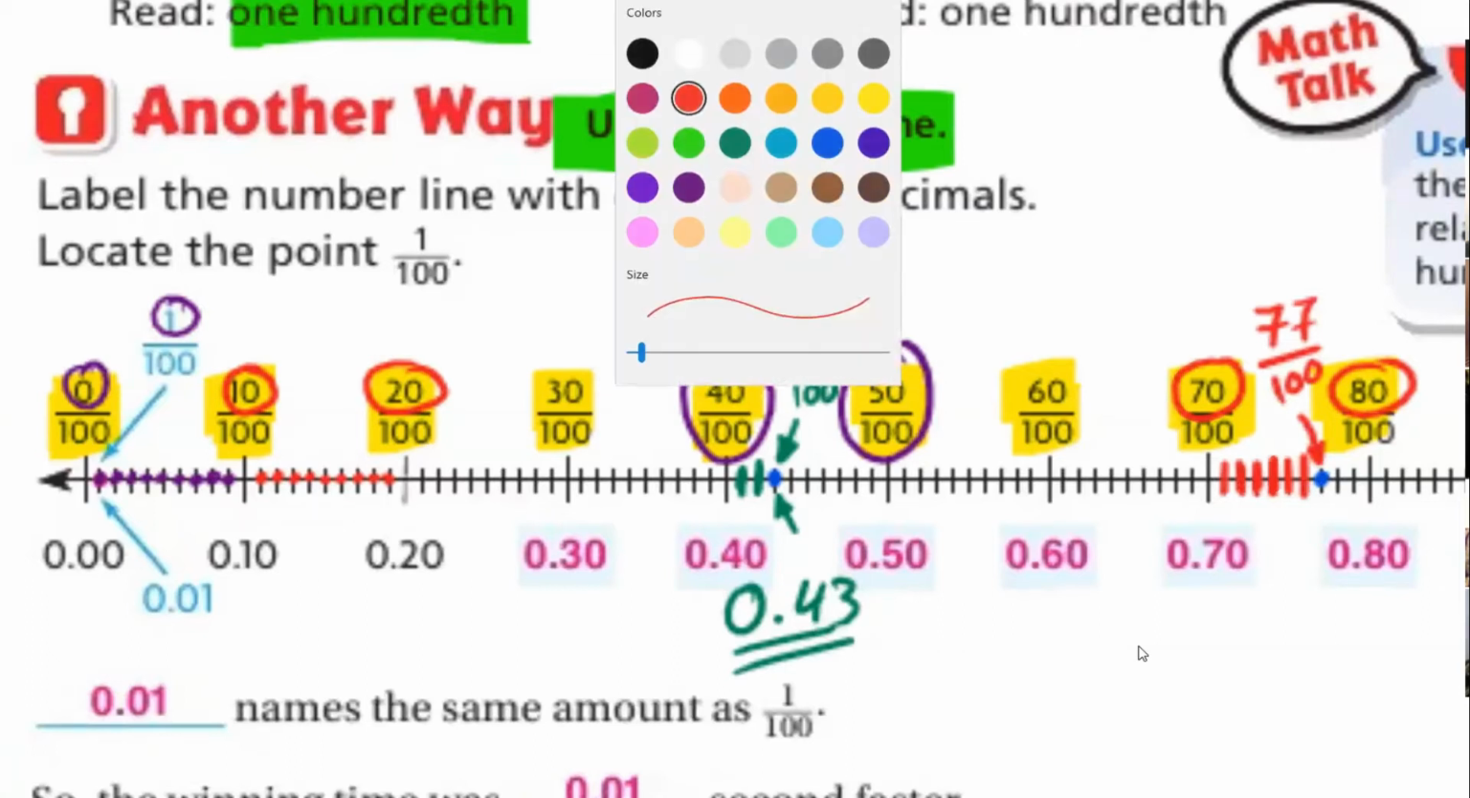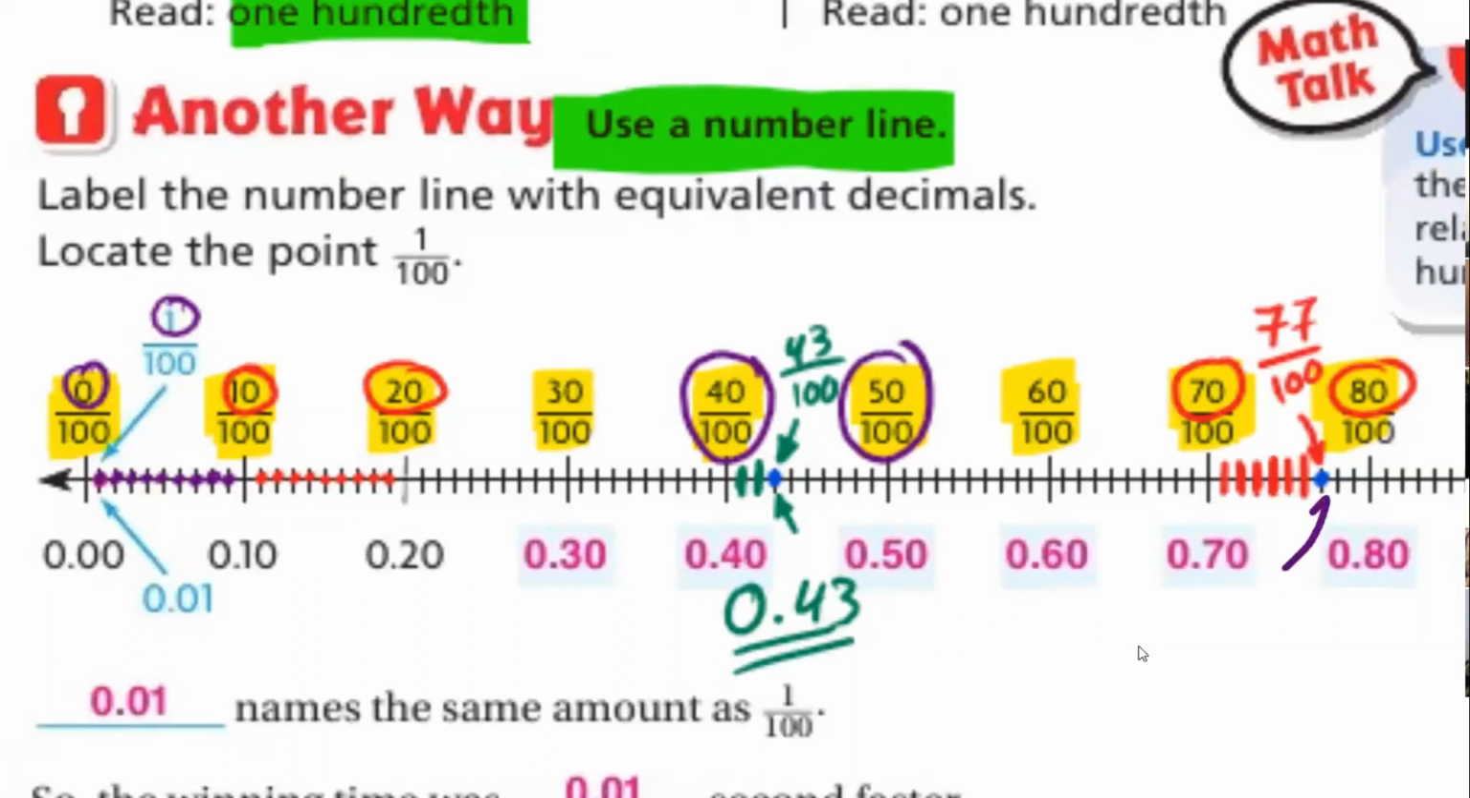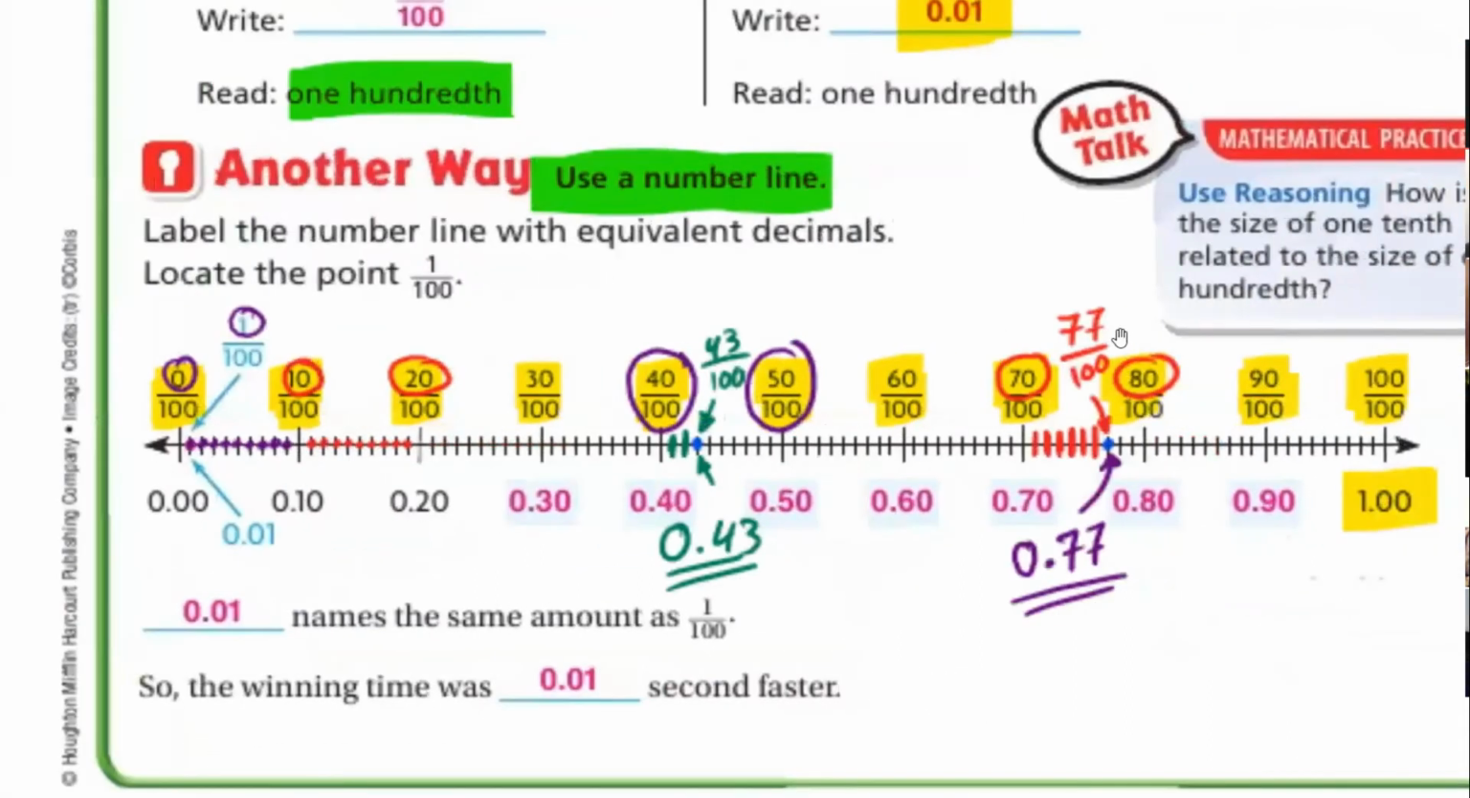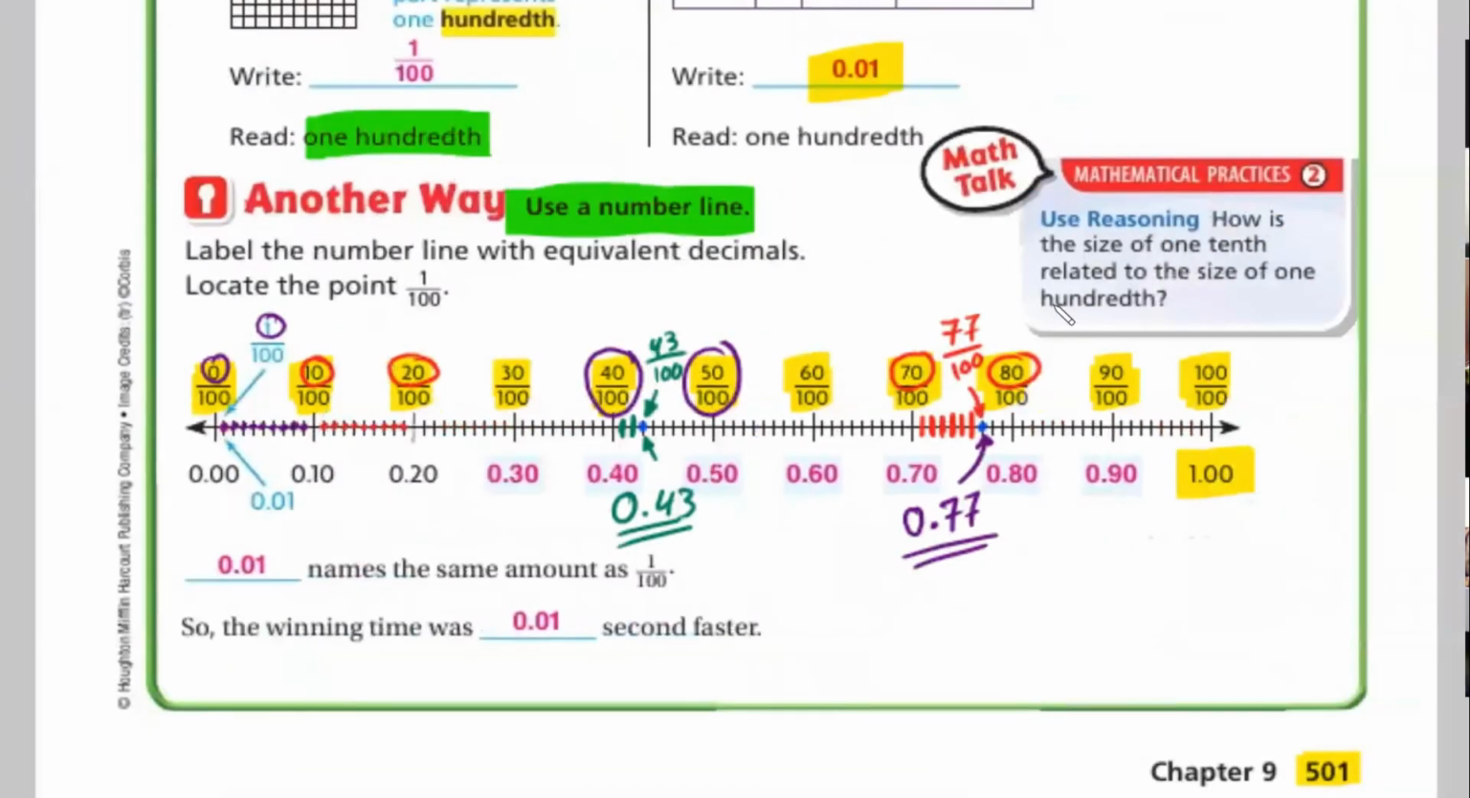Okay, how can we write it as a decimal? We put the decimal point, and we put 0 at the left, because we don't have any whole number, and we put 77 the same. Okay, got it? So that's how we can put a number on the number line, whether a fraction or a decimal.